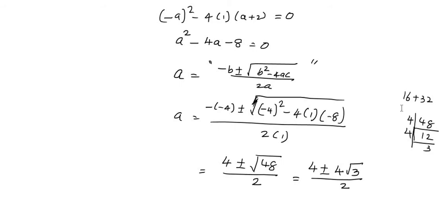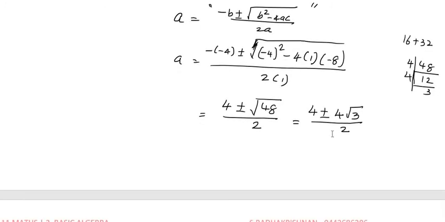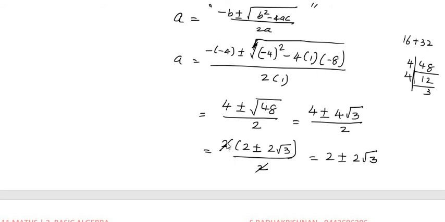Right, 2 into a. Now 4, again I cannot cancel this 2 and 4 directly. I should take common and then cancel. See what I can do. 2 can be taken out. We could take 4 out as well, but I need only 2. 2 plus 2 root 3 by 2. Then 2 and 2 get cancelled. Therefore the answer is 2 plus or minus 2 root 3. Right. This is the value of a here. Okay.